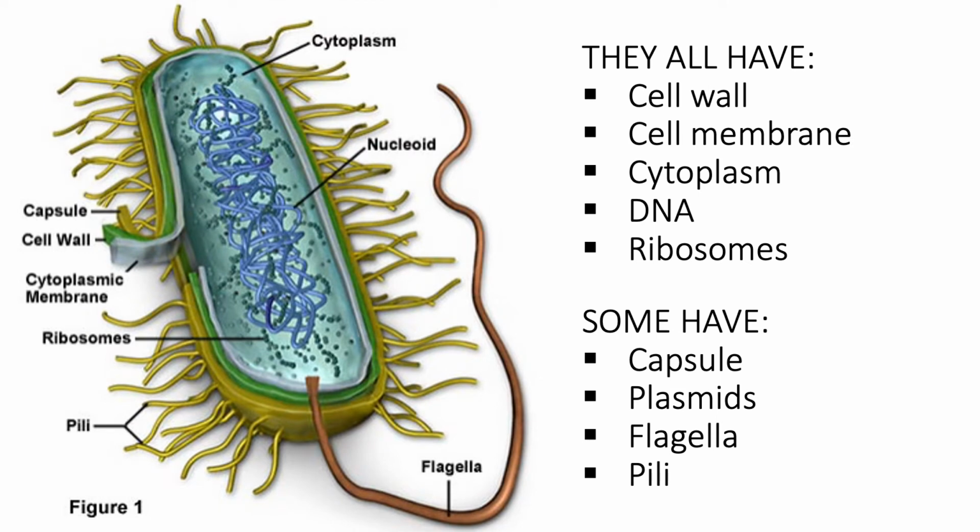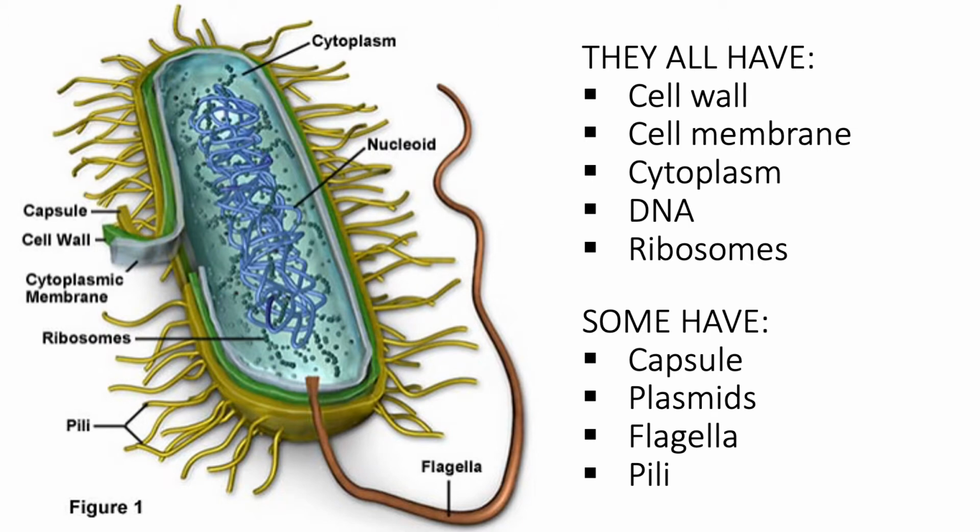All prokaryotes have a cell wall, which has to do with the structural integrity of the cell. They all have cell membranes, which allow things to come in and out. Cytoplasm, which is the stuff that fills the cell and suspends the organelles within it. And DNA, which is contained in the nucleoid.